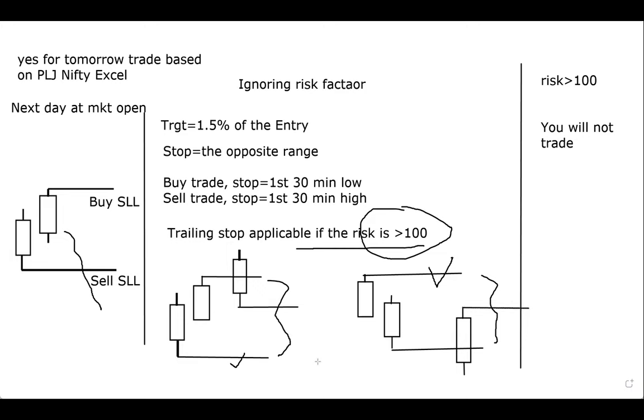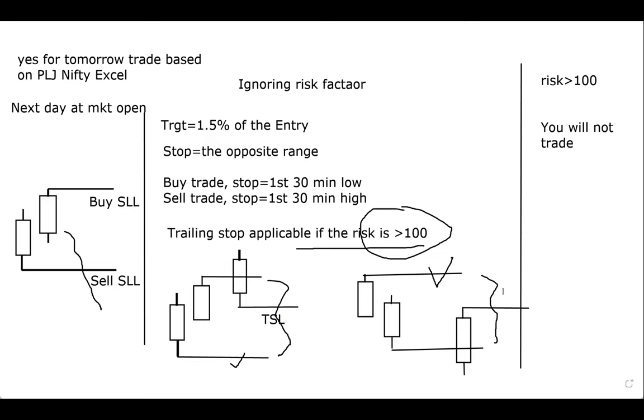So what is the idea here? The idea is that for the candle in which the trade has been executed, after that candle closes, you will trail the stop loss in this case from this low to the low of the executed candle. So this should be your trailing stop loss.